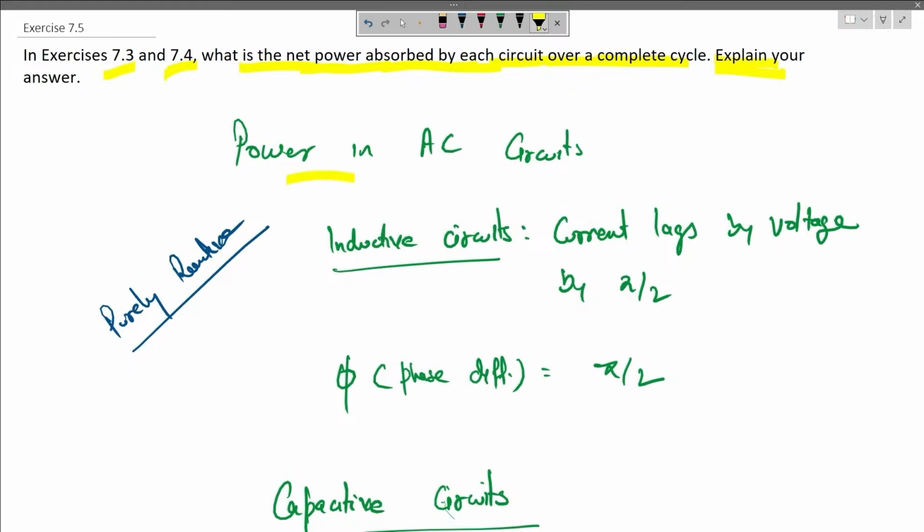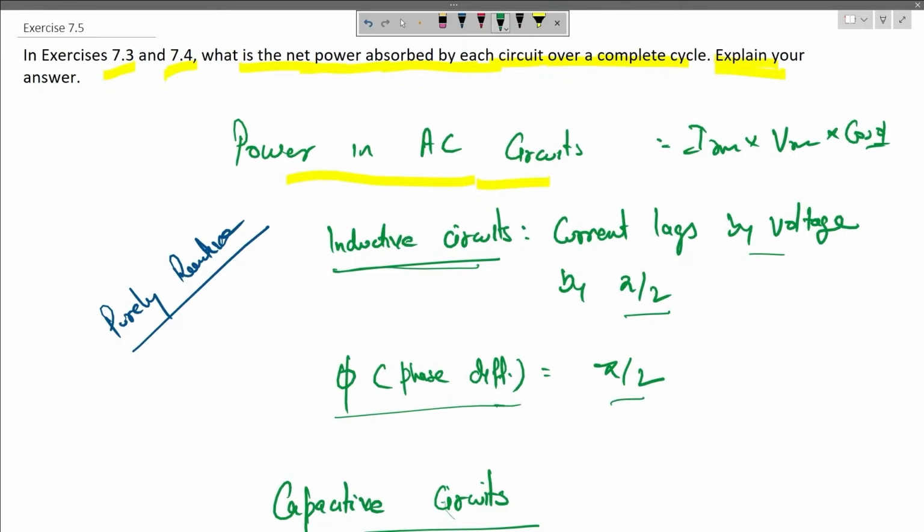Now we know that power in an AC circuit is given by the formula IRMS multiplied by VRMS multiplied by cos phi, where phi is the phase difference between the source and the circuit. For a purely reactive circuit, let us take the first case of 7.3, the inductive circuit. We saw that the current lags the voltage by pi by 2, that is, the phase difference is pi by 2.